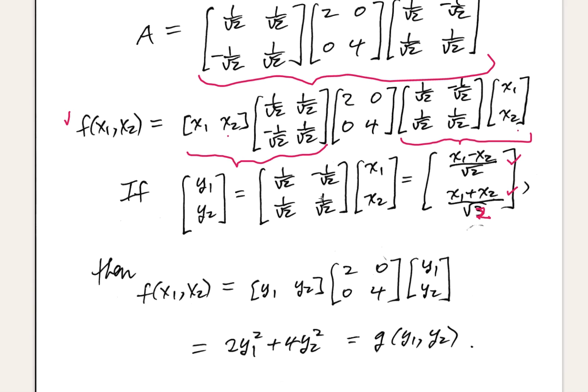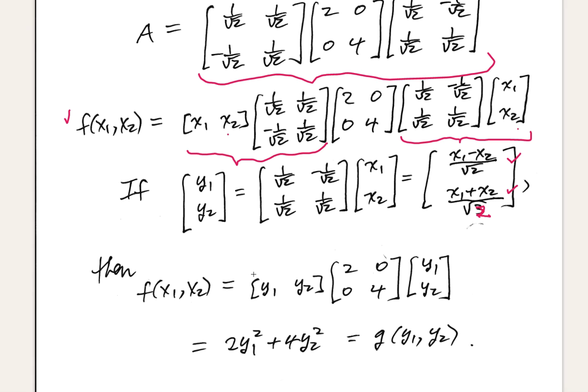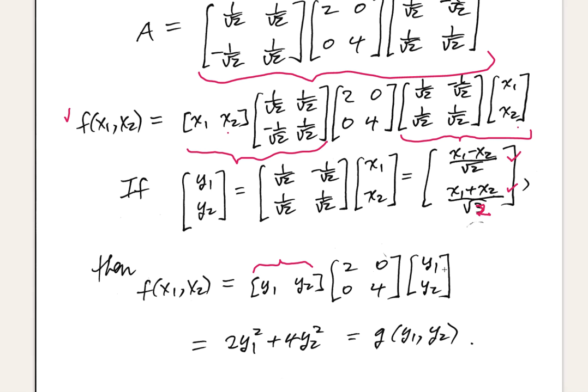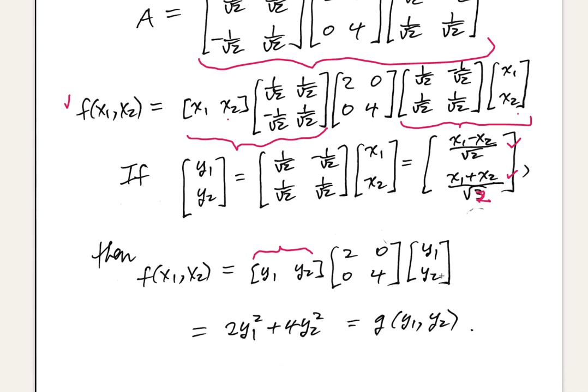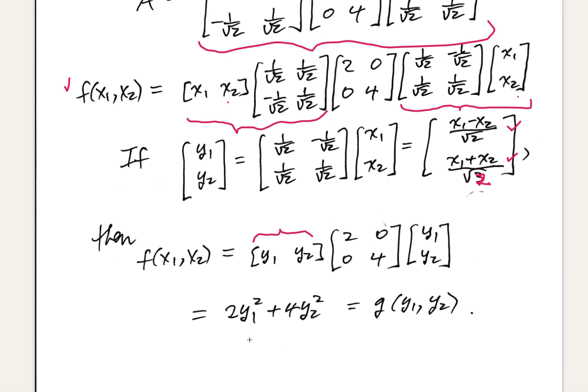So I'm not going to write that again. That would be y1, y2 as a row vector. Then I've got 2, 0, 0, 4, times y1, y2. And that ends up being 2y1 squared plus 4y2 squared. And I could give that a new name, g of y1 and y2.